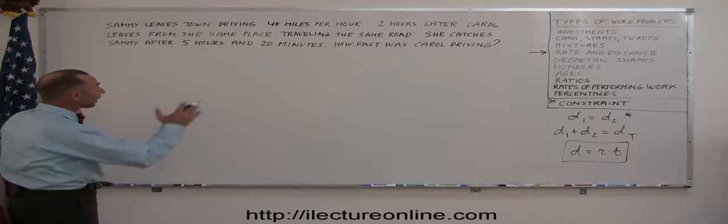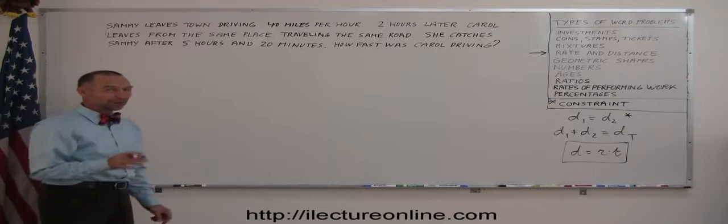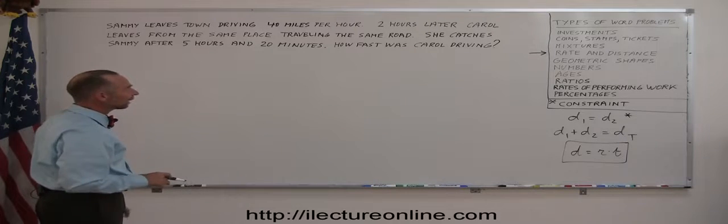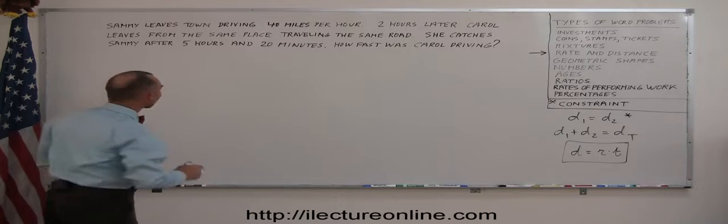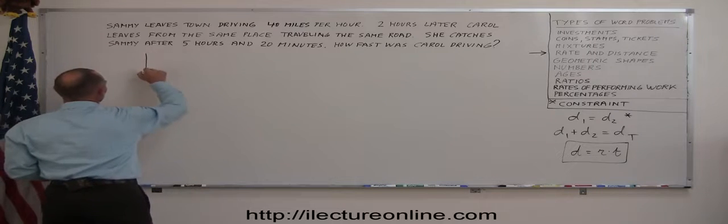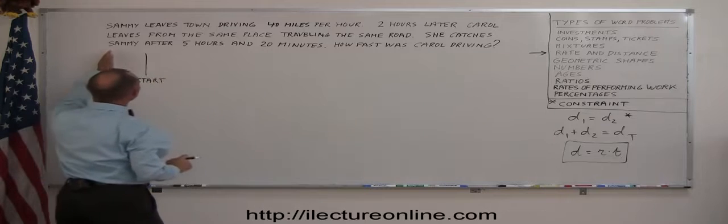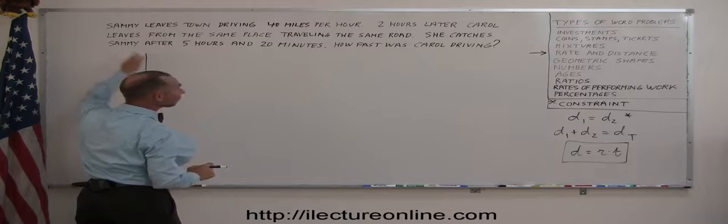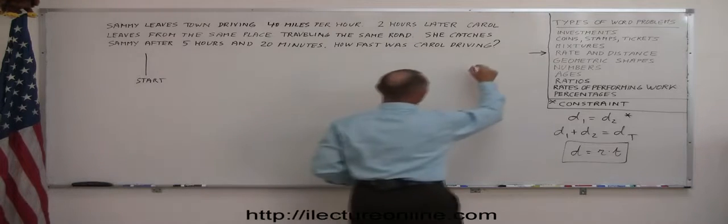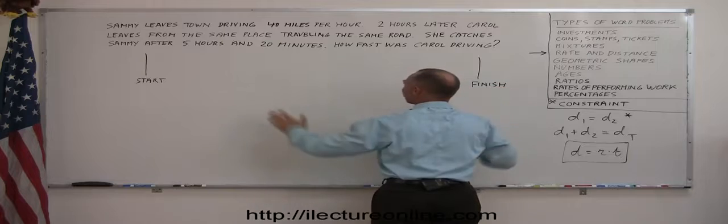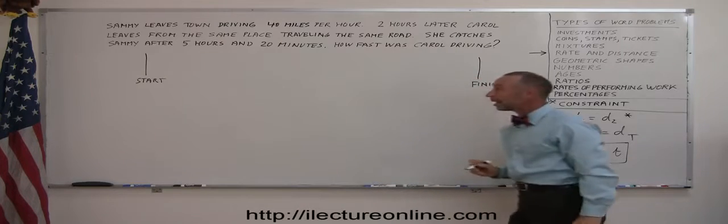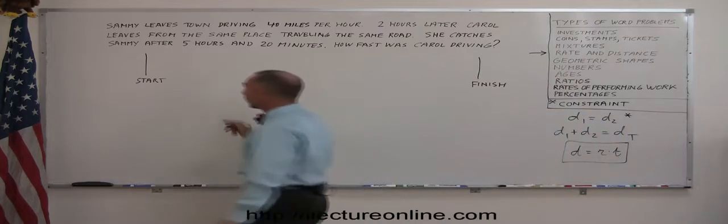Sometimes if you make a diagram on a problem like this, it makes the problem a whole lot easier. So let's try to do that. Let's take what we see here and put it in a diagram. They both start from the same place. And when Carol catches up to Sammy, they're also at the same place. So let's talk about that as being the start and the finish. Now, it turns out that Sammy does leave 2 hours earlier.